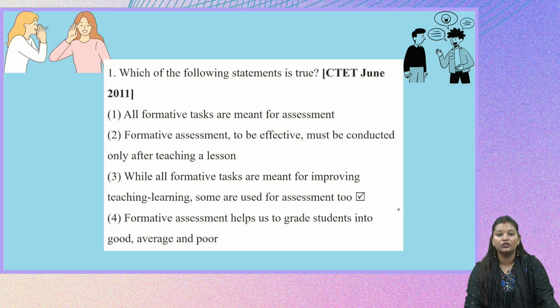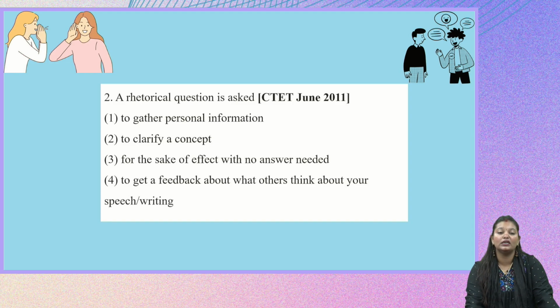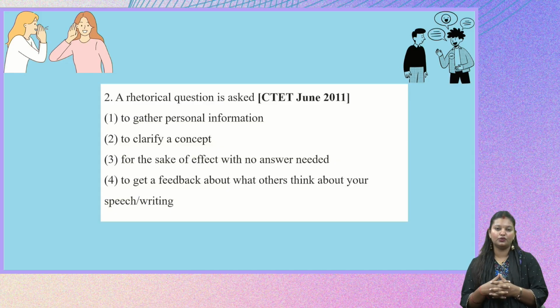The next question is, a rhetorical question is asked. So a lot of the times while we are talking to each other, we ask some rhetorical questions. So what is the objective of a rhetorical question, why is it asked? A rhetorical question is asked to gather personal information or to clarify a concept. Next option, for the sake of effect with no answer needed, to get a feedback about what others think about your speech or writing.